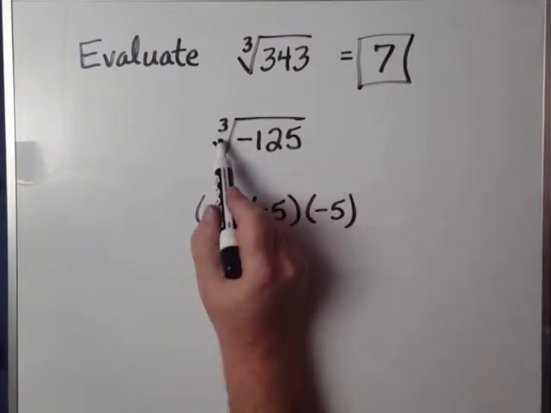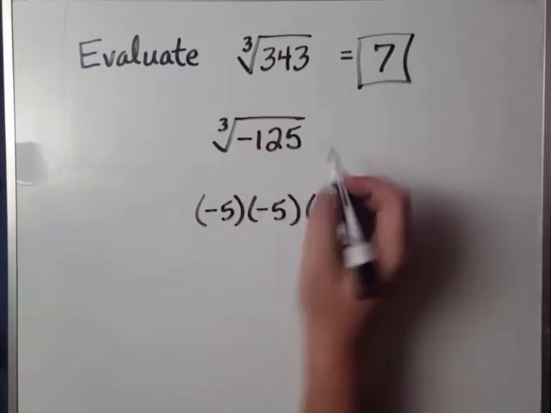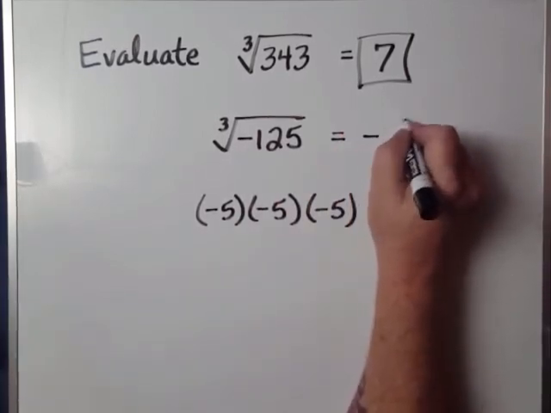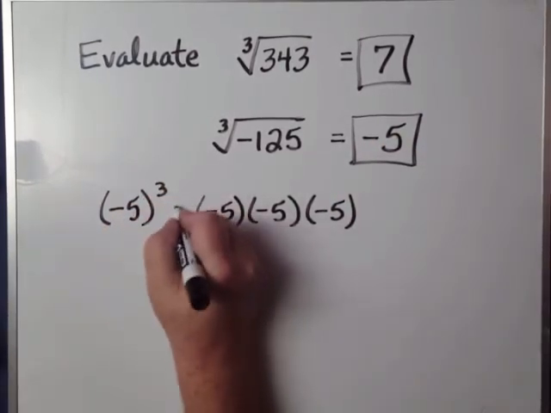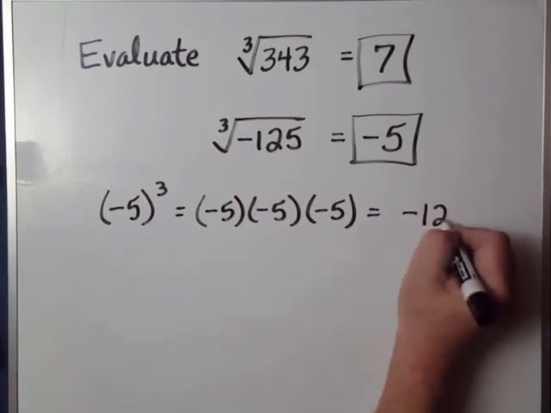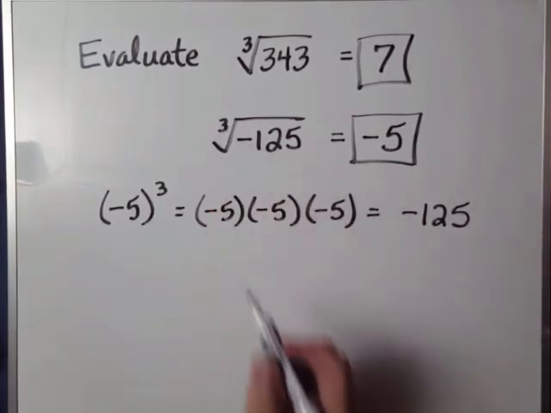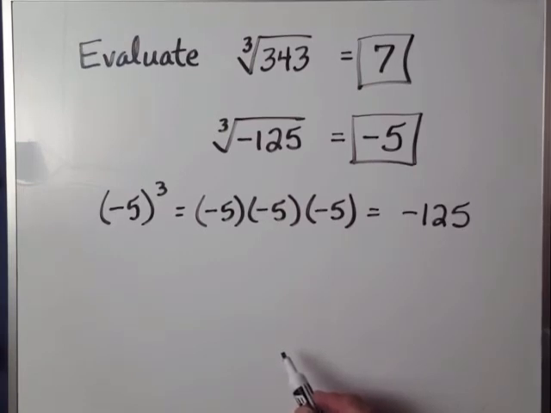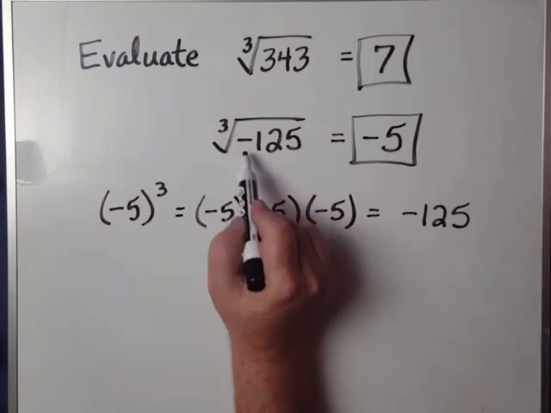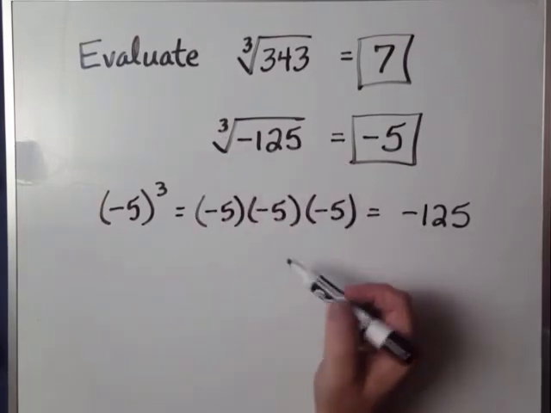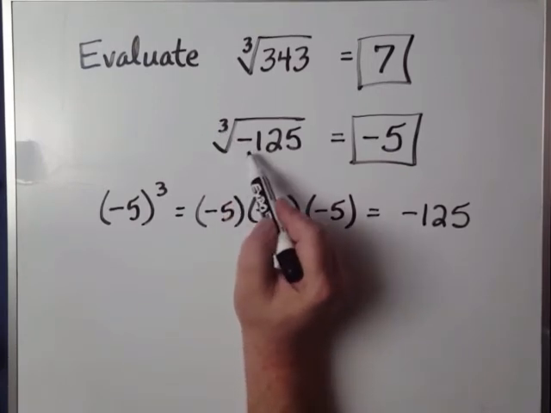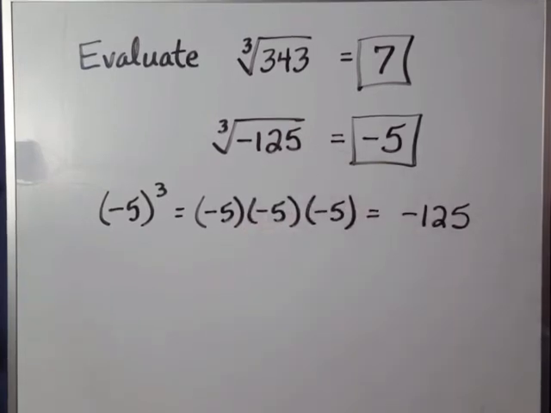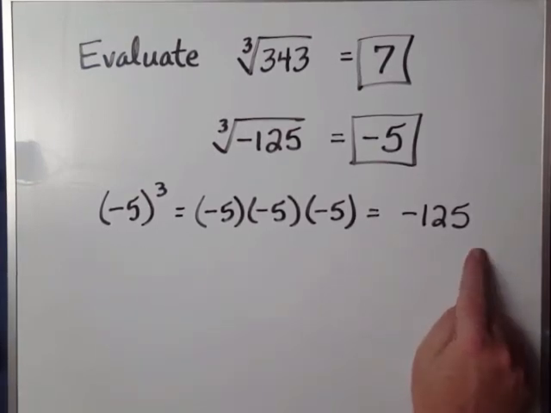So with an odd index, you can take the radical of a negative. And so here it will be negative 5 because negative 5 cubed is negative 125. And that works because the index is odd. An even index radical of a negative is not real. Even index of a negative is not real. Odd index of a negative presents me no problem. My answer will simply be negative, as we can see here in this check.